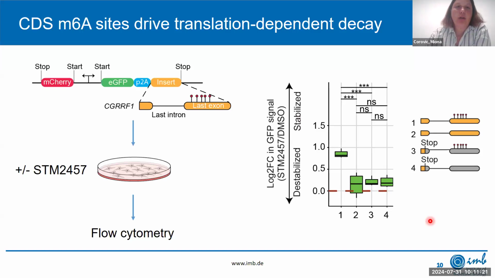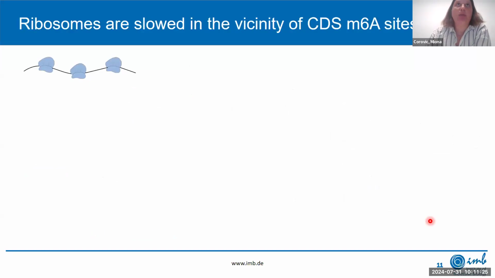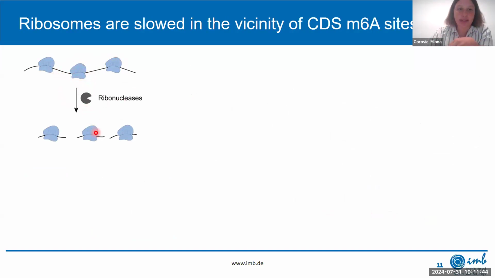And in order to now answer more mechanistically how this can be, we performed ribosome profiling. And just in a couple of seconds, what it is: we have our RNA that has ribosomes on it, and we degrade the RNA, and only the RNA that is protected by the ribosome will not be degraded.